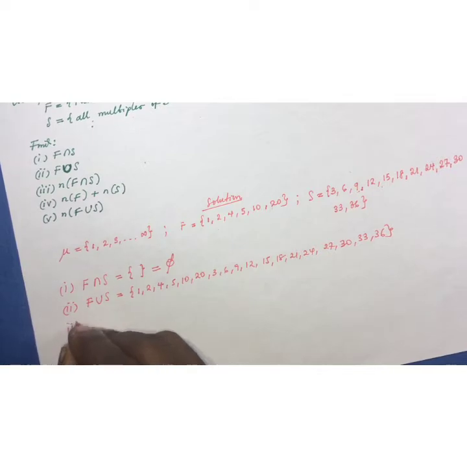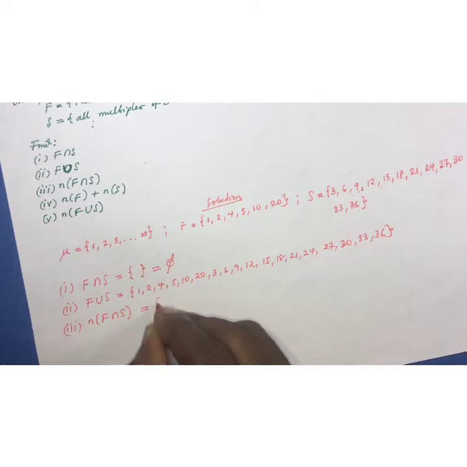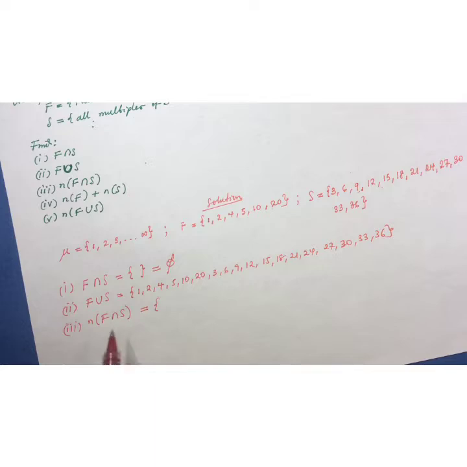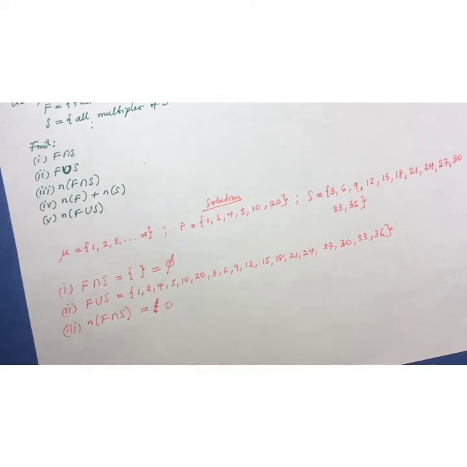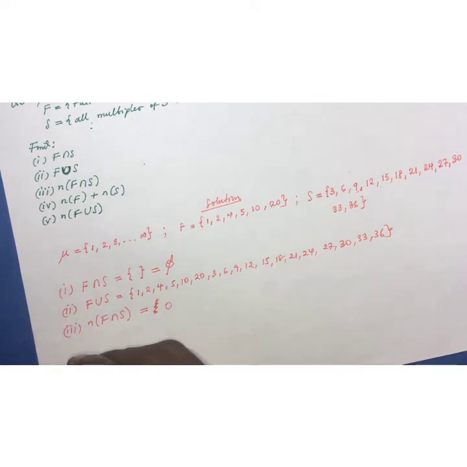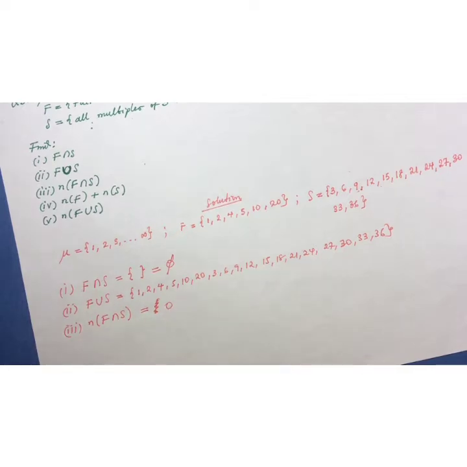So for number 3, we have n of F intersection S equals what? What is the cardinality of F intersection S? Now, F intersection S gave us the empty set, so the cardinality of this set will be 0, okay? Because the cardinality of an empty set is 0. The empty set has no element, so the cardinality of F intersection S is 0 because it contains no element. Remember, cardinality means the number of elements in a set. So how many elements do you have in an empty set? No element. So the answer is 0.